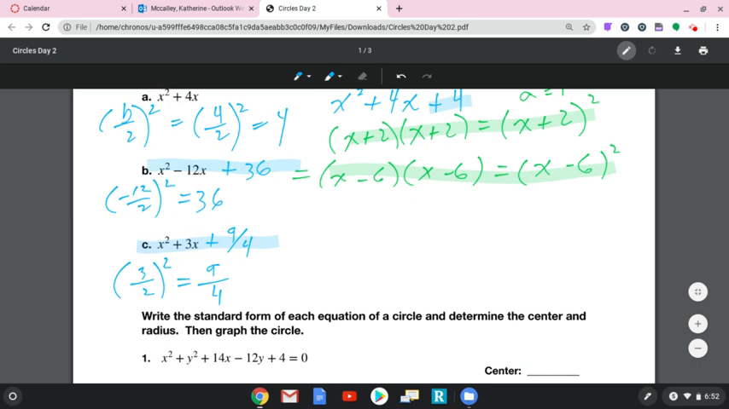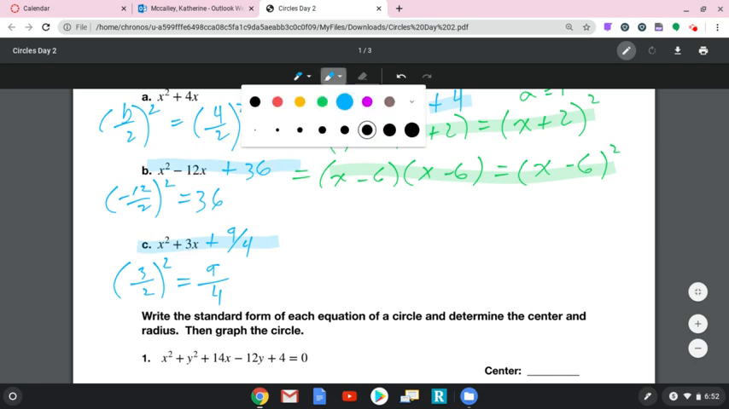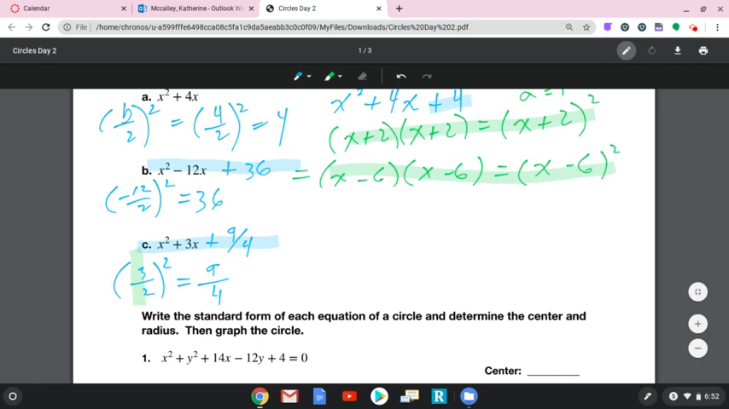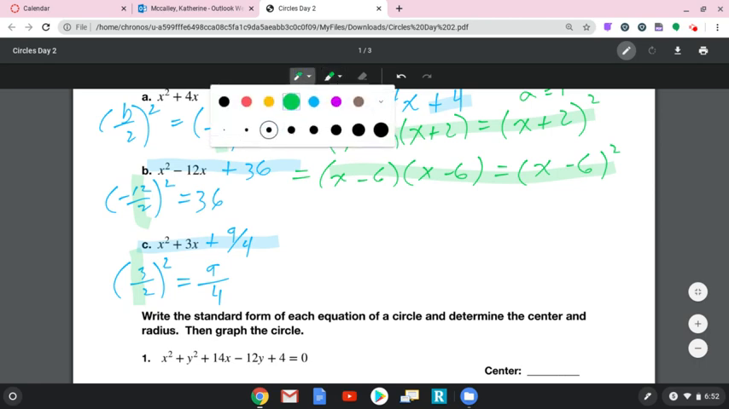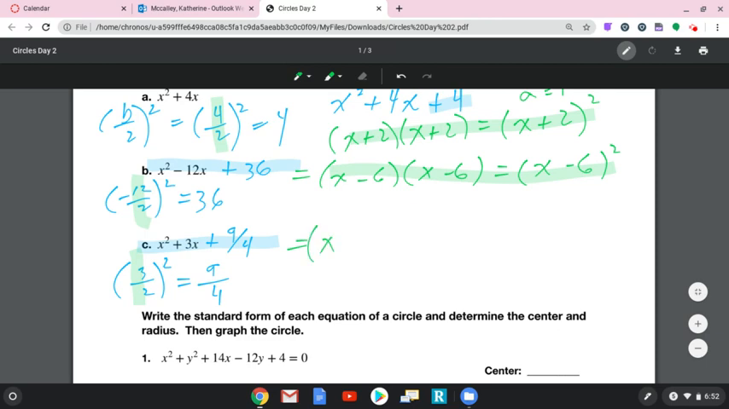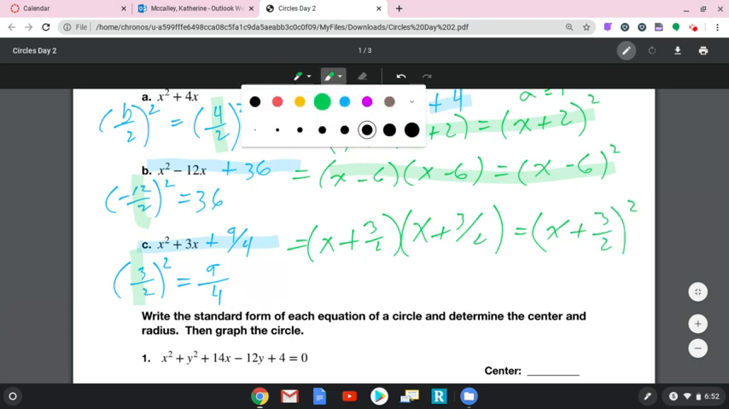Now I'm going to say what adds to 3 and multiplies to 9/4. Key thing here is the value that is going to end up in that binomial will be what you see in your parentheses. So for example, 4 divided by 2 is that 2 value. Negative 12 divided by 2 is that negative 6 in my binomial. So when I factor this out, it's going to look like x plus 3/2, x plus 3/2. And again, I can then write that as a square of a binomial. So it's x plus 3/2 squared, making my trinomial a perfect square trinomial.